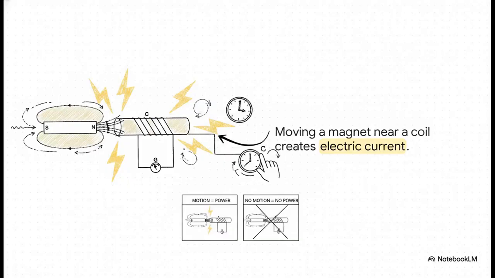Just picture this setup. Simply moving a permanent magnet near a wire coil creates electricity. You can literally see a center zero galvanometer deflect, which proves right there that a current is present. But, and this is the absolute crucial takeaway, it only works as long as the magnet is actually moving. If the magnet stops, the current stops. No change, no power. It's as simple as that.